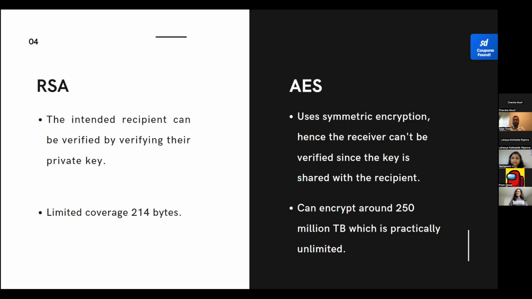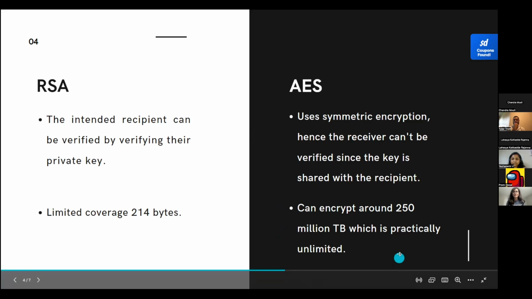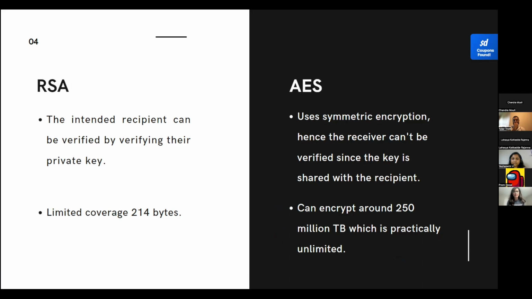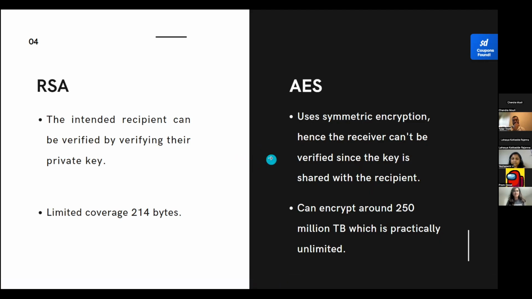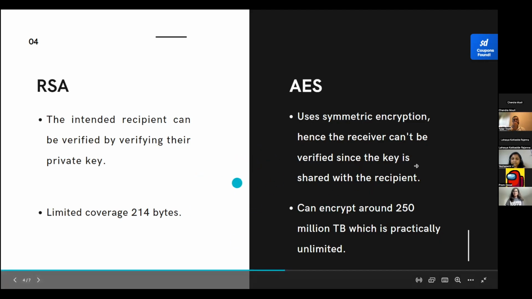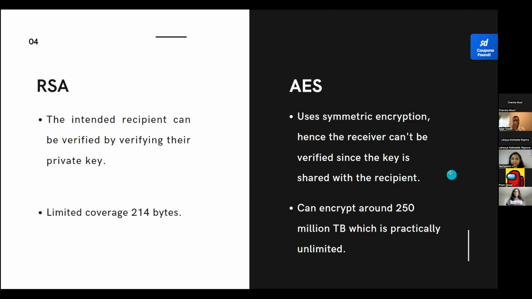But what AES lacks on the verification front, it makes up for in terms of coverage. RSA does not have a large coverage, as Yashaswini said. But the amount of data that AES can encrypt is practically unlimited. So the solution that we developed uses the strengths of both and addresses the weaknesses of both of them for the entire encryption utility.